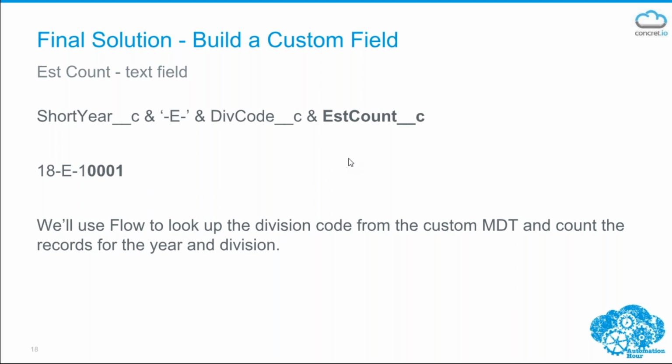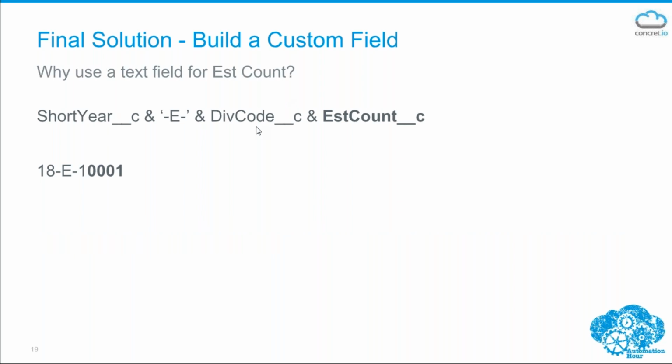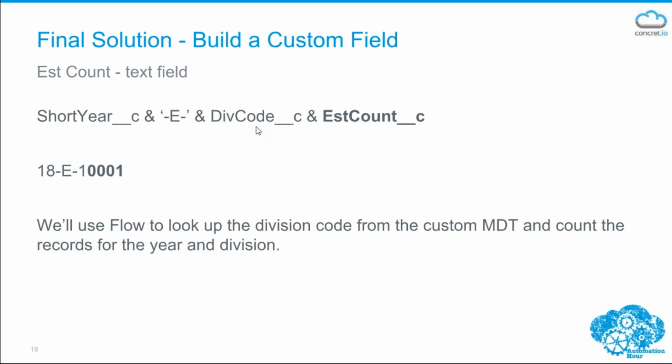And the last piece was the estimate count. So these are all the records for the particular year and division, so that each year and division combination had its own count, its own bucket, if you will.